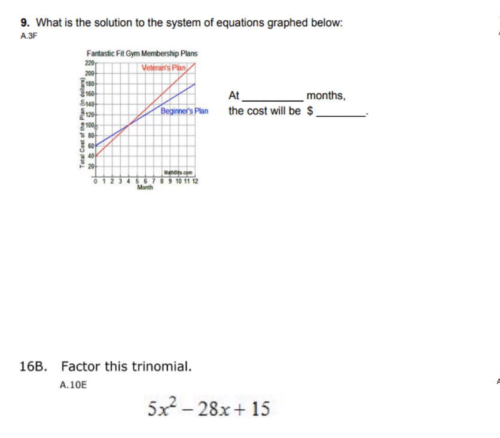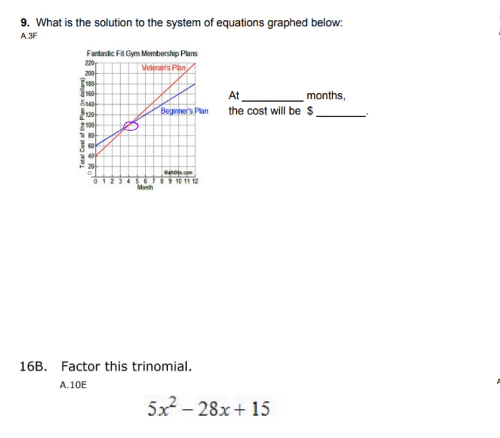So the solution is where these are going to meet, which to me looks like right there. So if I were to look at that closer, let's read the graph first, because honestly, I'm not even sure what this is about. Fantastic Fit Gym membership plans. Okay, so this looks like some type of membership plan, and this is the cost that the plan is going to cost you, right? This is the number of months.